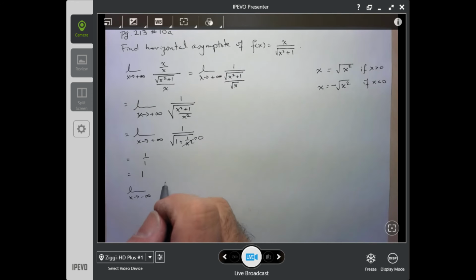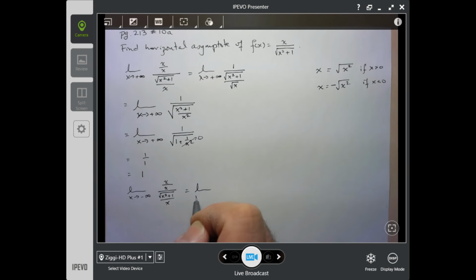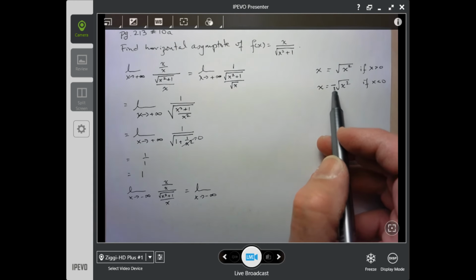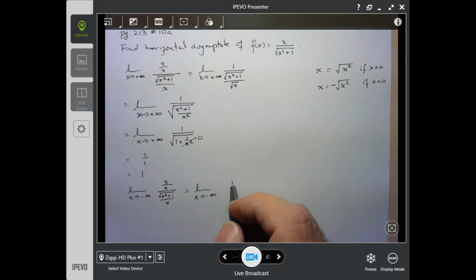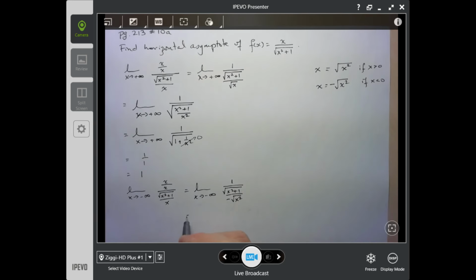Okay, I'm going to do the same thing. Divide by x. Okay, but now when I try to replace x with a square root, it's now going to be replaced by the negative square root of x squared. So I have 1 over square root of x squared plus 1 over negative square root of x squared. And so now I think you'll see that we will have a slightly different result.